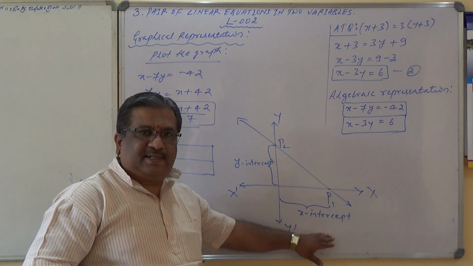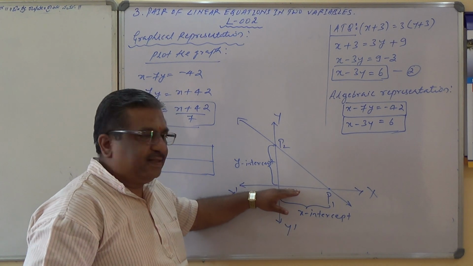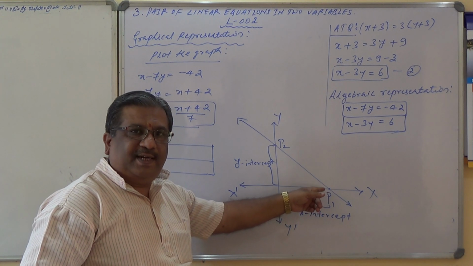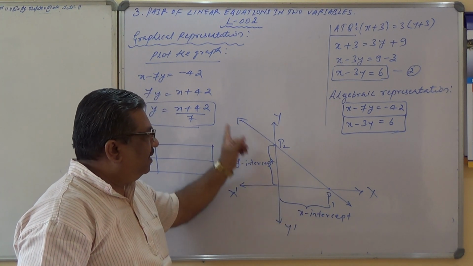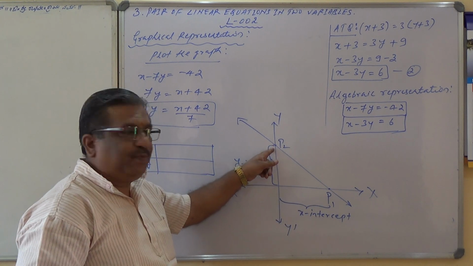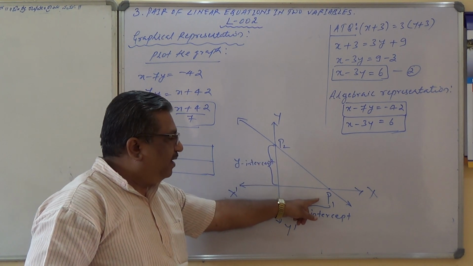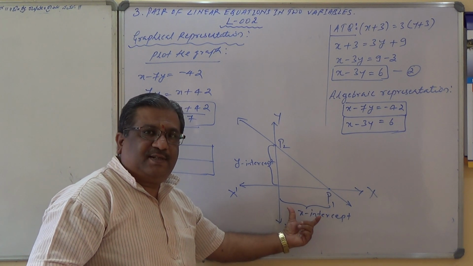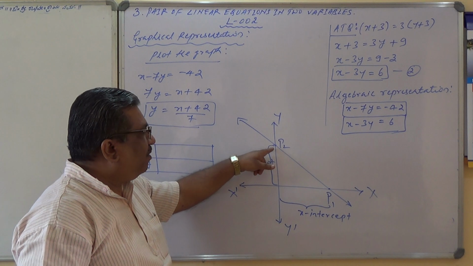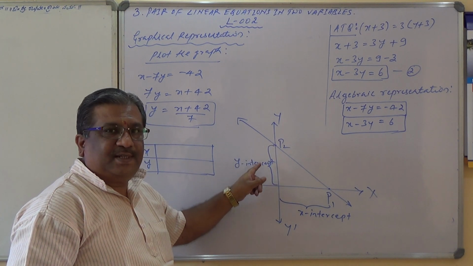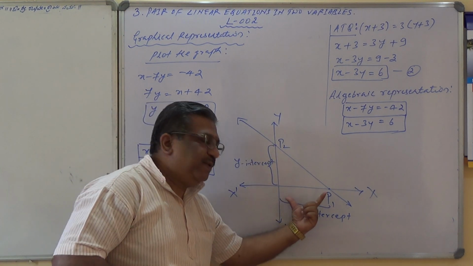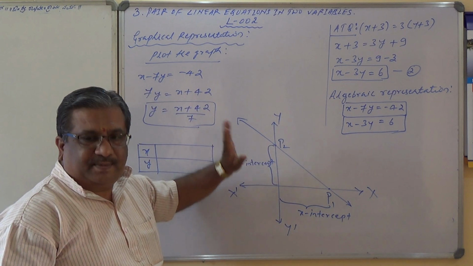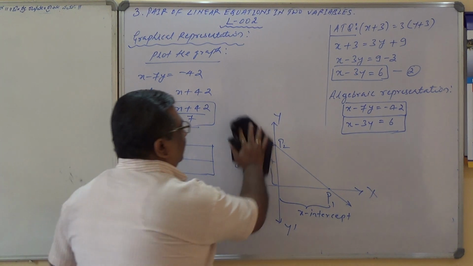What is the meaning of x-intercept? The x-axis is intercepting the graph at this point. What is y-intercept? The y-axis is intercepting the graph at this point. The x-coordinate of this point P1 represents the x-intercept. The y-coordinate of this point P2 represents the y-intercept. So this distance is the x-intercept and this distance is the y-intercept. I hope you understand this.